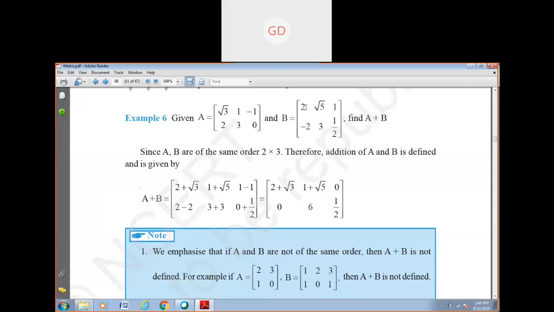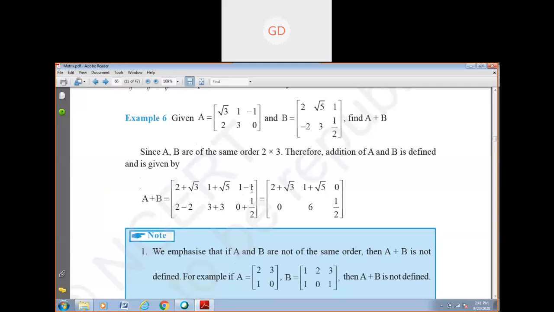Root 3 plus 2. 1, its corresponding position element in B is root 5. So 1 plus root 5. This is minus 1. Its corresponding place in B is also 1. So minus 1 plus 1. Similarly 2 plus minus 2. 3 plus its corresponding element, again 3. 3 plus 3. 0 plus its corresponding element, half. So 0 plus half. So if we write this in a new matrix form, then we will have A plus B is equal to this one.